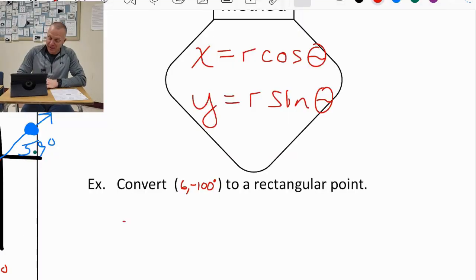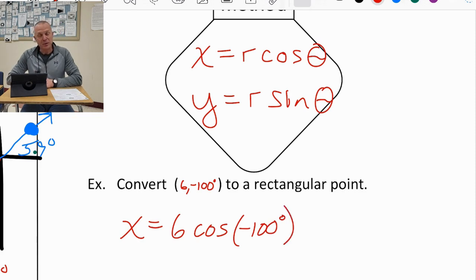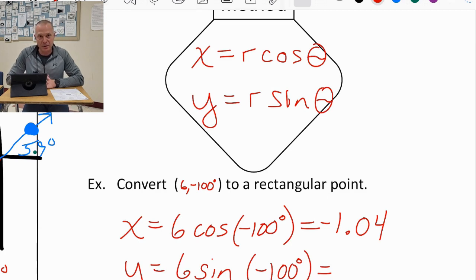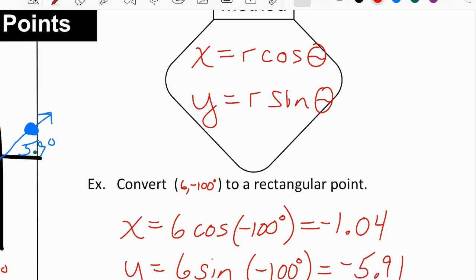All right, so how did you do? It's pretty straightforward. You just plug in 6 for r, and you plug in negative 100 for theta. Of course, if you're trying to find x, it's going to be 6 cosine of negative 100. Use your trusty calculator, and you end up with negative 1.04. Y value? You got it. Just plug into r sine of theta. So we got 6 sine of negative 100. Calculator to the rescue, and out comes negative 5.91.